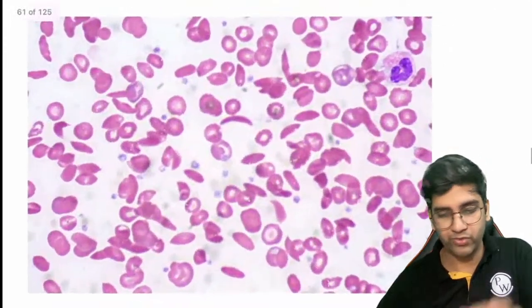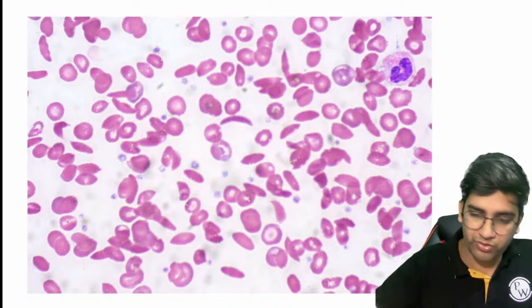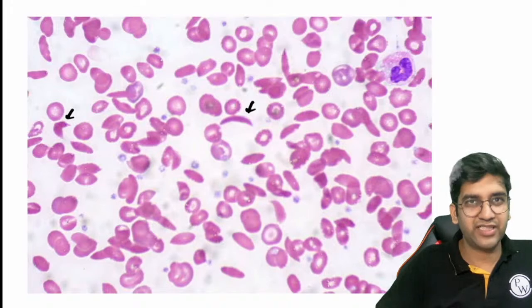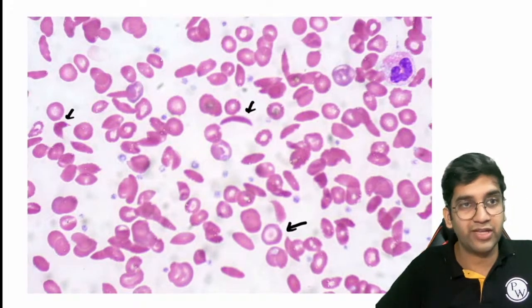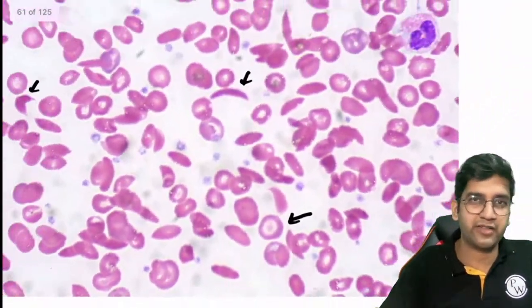So I'm sure everyone will answer. Actually, there are multiple findings here. We'll go one by one. The first one, which is classically seen for us, is these guys. Sickle, right? What is this? Target cell. We have a target cell. I'm sure you can appreciate the target. It's a faint one, but yes, it's definitely a target cell.